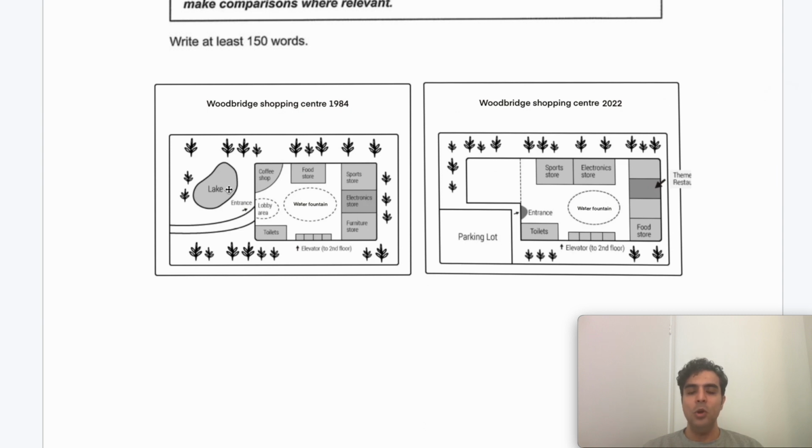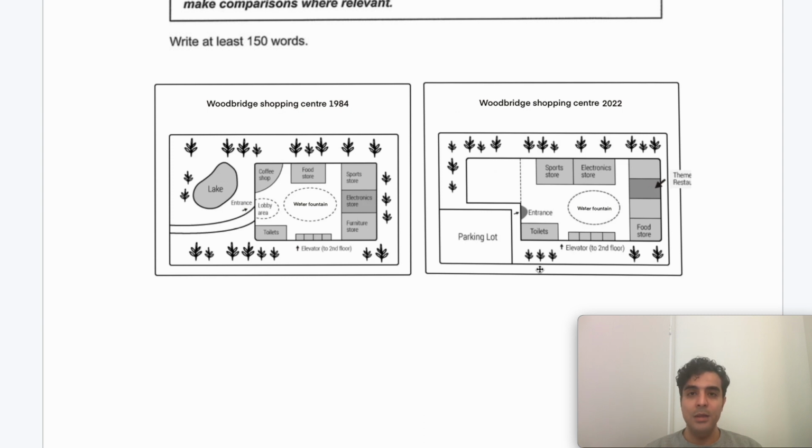And if you look closely, you'll notice that there are certain changes. So for example, there was no parking lot in 1984, but there's a parking lot in 2002. There used to be a lake, and now the lake has been replaced, and the restaurant has been added, or other changes that you can also view in these two maps.